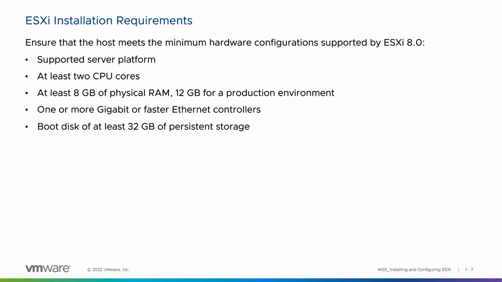So there's the 64-bit and the number of cores in the system. They used to be all 32-bit, back before 2003. You have to have at least 2 cores. You have to have at least 8 gig of RAM. It says 12 gig for a production environment.